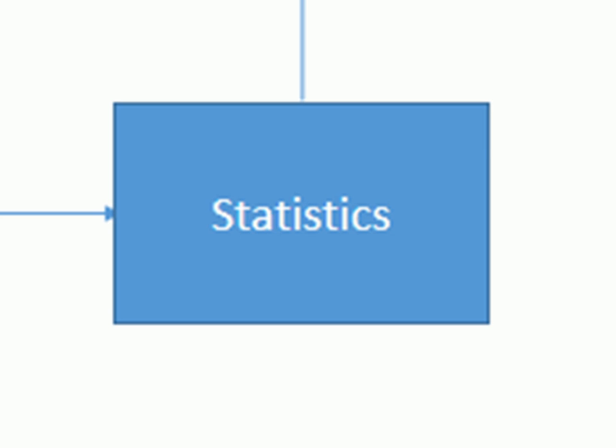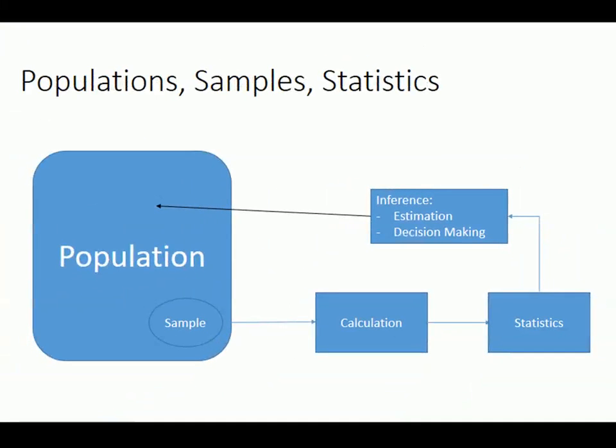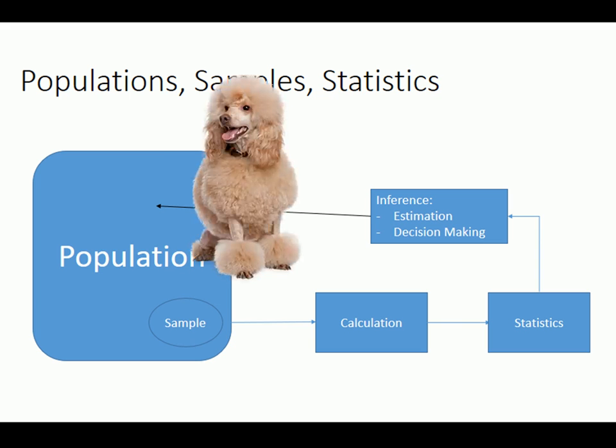So a statistic is any number that is somehow derived from a sample of data. Statistics are going to be used for what we call inference, which is trying to say something about the population, inferring something about the population. And the two chief tasks are estimation, estimating parameters of the population, parameters being some aspect of the population that we're interested in, like the average height of a poodle in Ecuador or something like that. Parameters are what we want to know about, but we can only estimate.